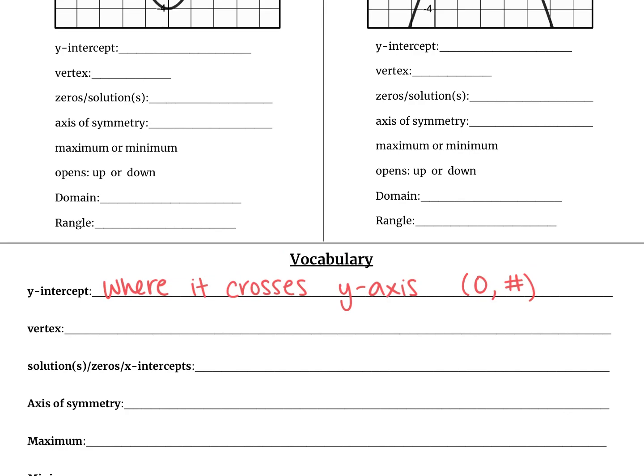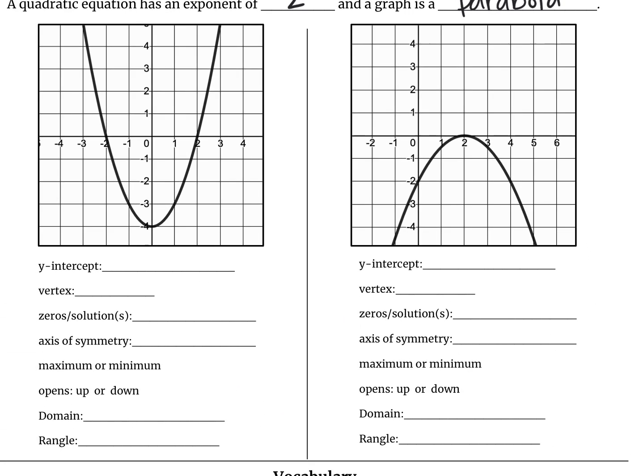So that's where it crosses the y-axis. If we look at these two graphs above, let's look at what our y-intercepts are. On the one on the left, we look at our y-intercept to be right here. This is where it's crossing that y-axis, and that's at the y value -4. So we will write that as a coordinate 0, -4.